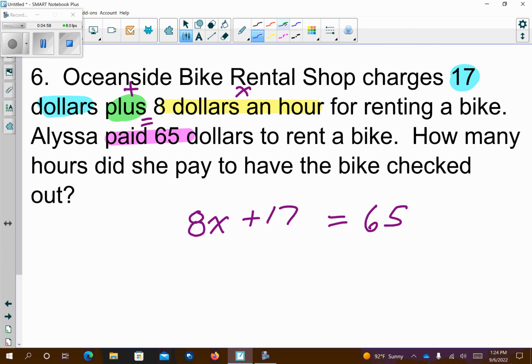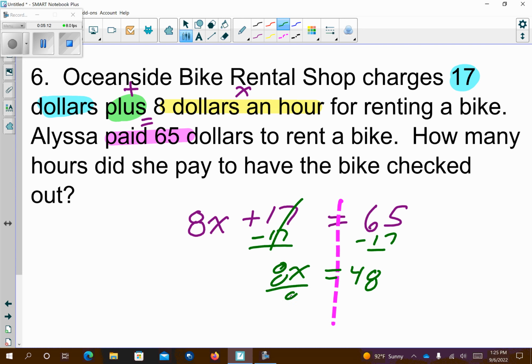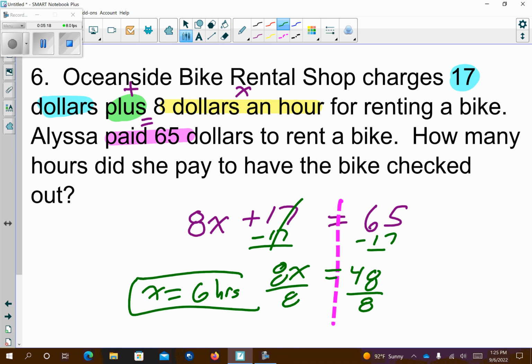Okay, so now we're ready to start solving this problem. Subtract 17, subtract 17. Those cancel. So 8x is equal to, that comes out to 48. Divide each side by 8. So x equals 6. So she had that bike for 6 hours.